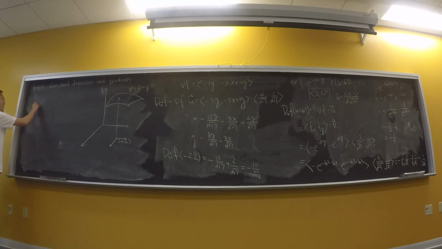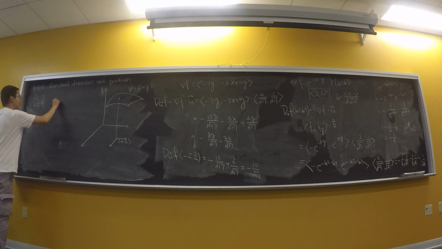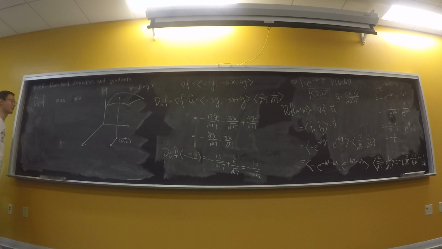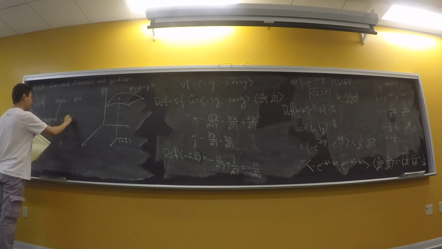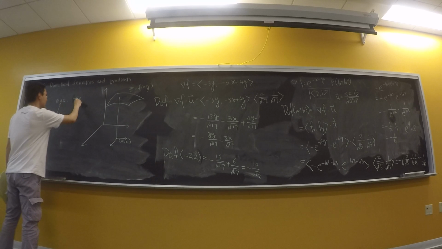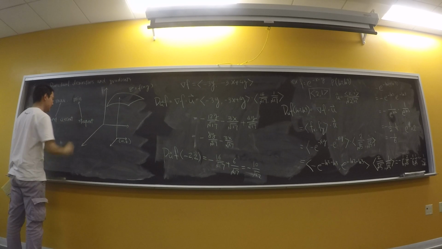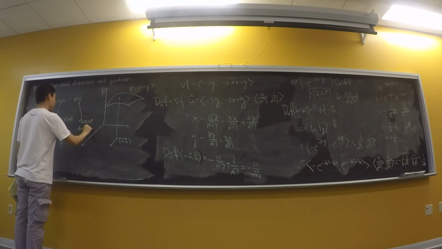So I want to ask the question, what is the maximum value of this directional derivative and what is the minimum value of this directional derivative? The maximum rate of change is talking about steepest ascent. I want to make sure my English is correct. A-S-C-E-N-T. And the minimum rate of change is talking about steepest descent.